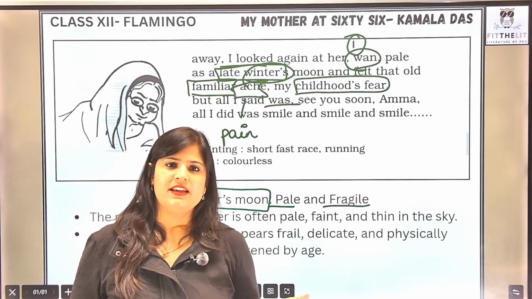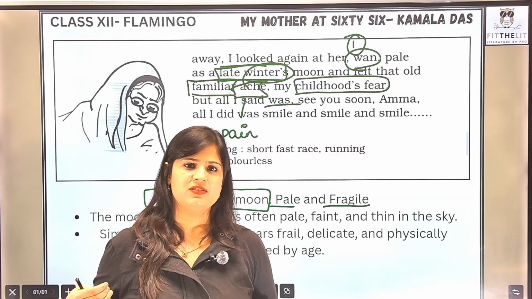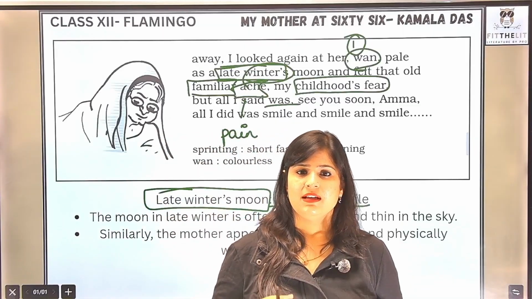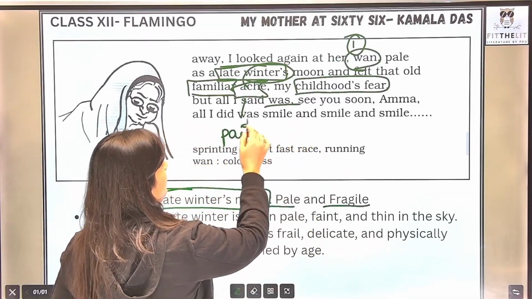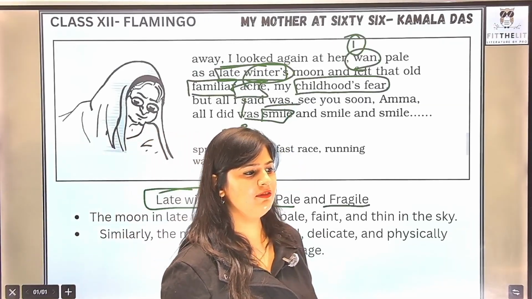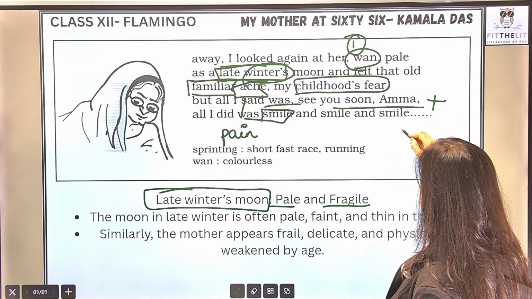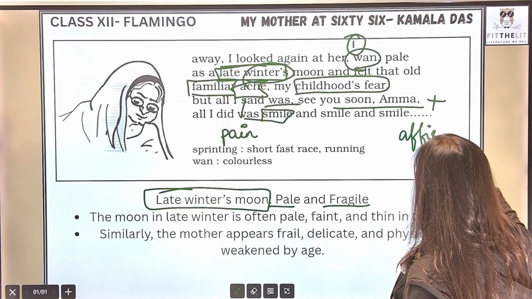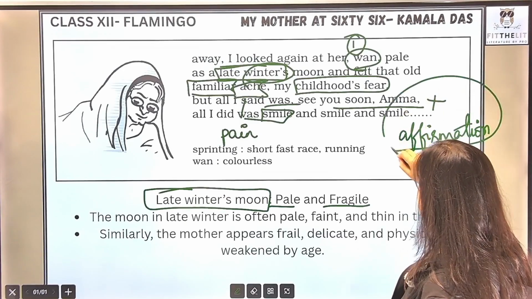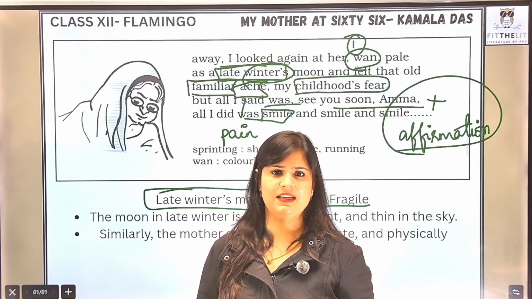So she again tries to put that negative thought at the back of her mind and she tries to do a positive reinforcement. And what is that? She just smiles and says, see you soon, Amma. So her negative thoughts are actually tackled by a positive affirmation. What is that positive affirmation? She says, कि see you soon, Amma.